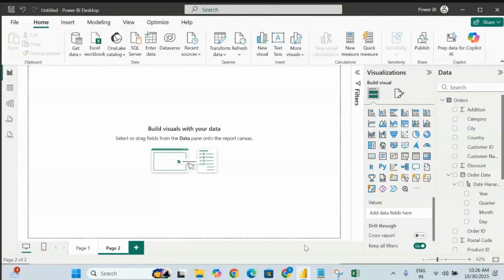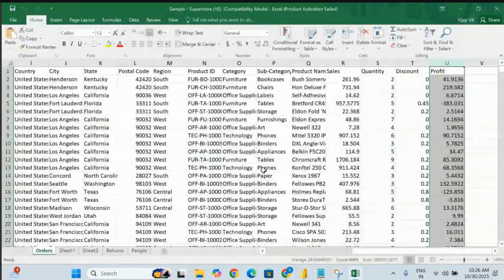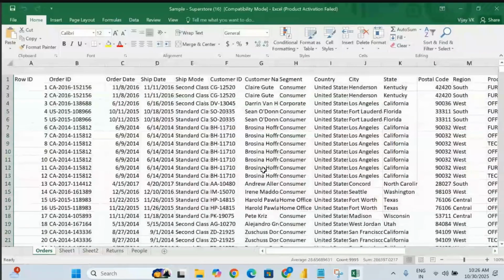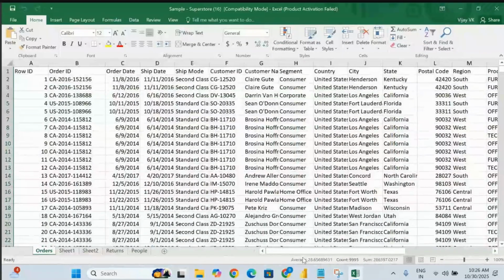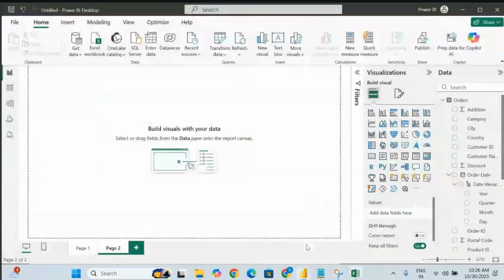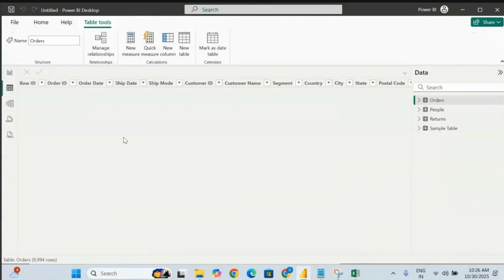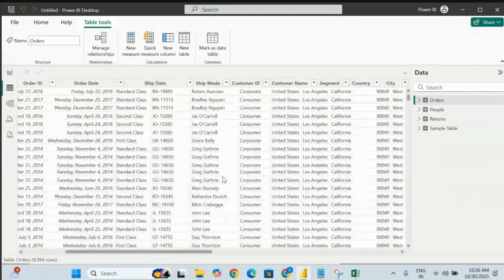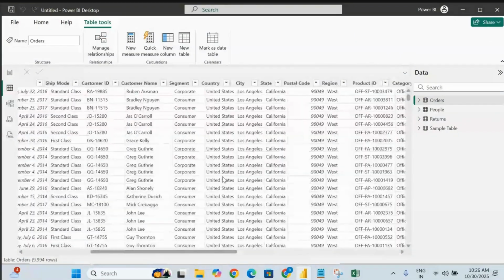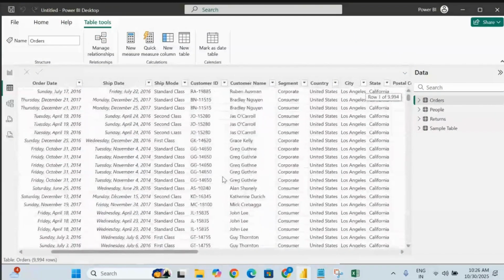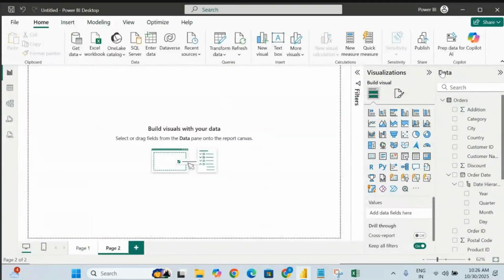I have 4 years of data from this Excel. Observe, this 4 years of data I'm going to connect to my Power BI. Here I have already connected my data. So this is the data, and you can check the data here. Just observe, don't get confused. This is the data which has 4 years of data.